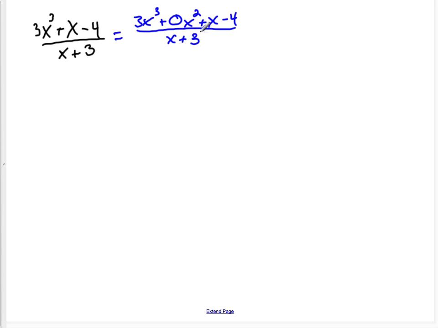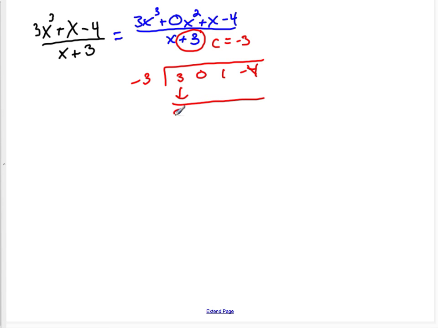The next thing we need to do is determine what our c value is. And the c value can be found by taking the opposite of this number. So when I set this up, my c value will be on the outside. The coefficients of my numerator are on the inside. I then need to bring down the first number and do the work from here.